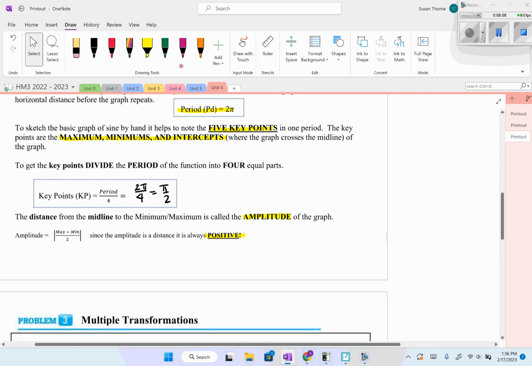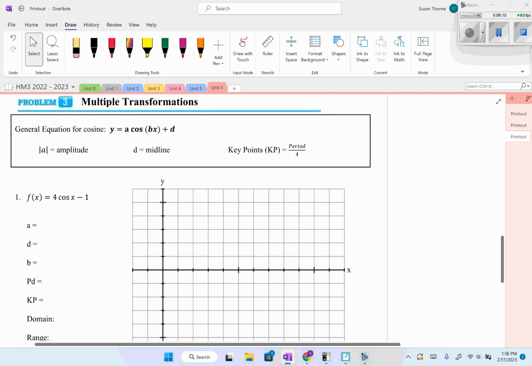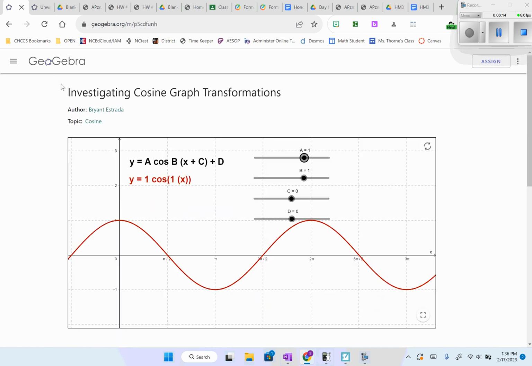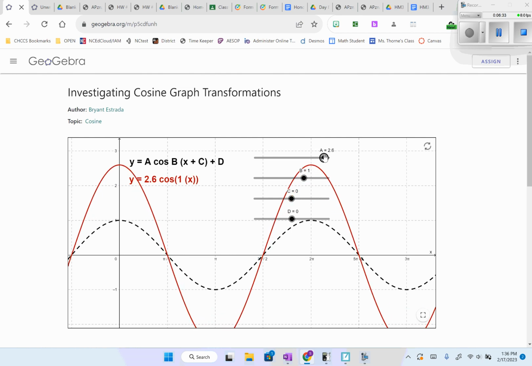So we can also do transformations of our graph just like we did for sine. So if I go back over here, let's take a look at this equation. We're not going to talk about C, that's moving your graph left or right, and we're not going to move our B value. We're just going to look at A and D. So remember, A stands for our amplitude. When our amplitude is bigger than 1, we're vertically stretching our graph. And notice it doesn't change the midline of our graph.